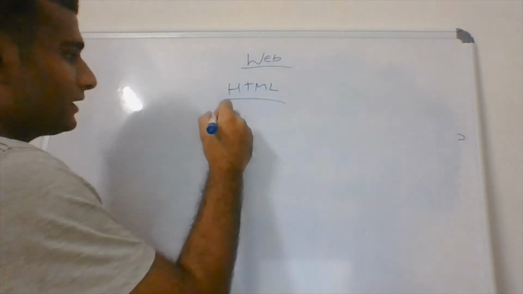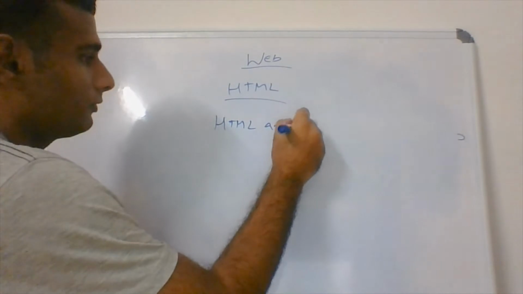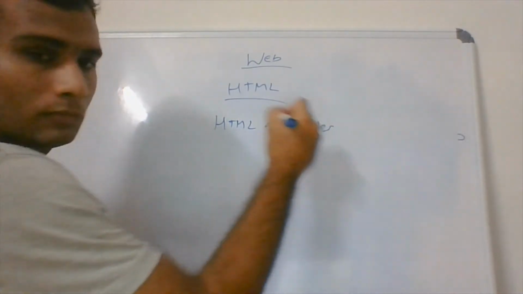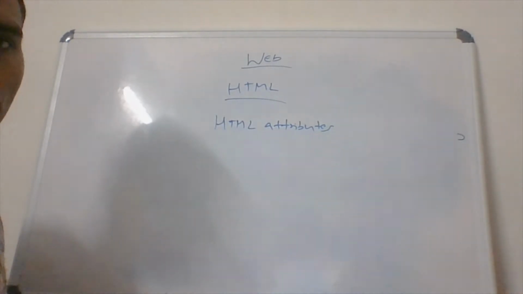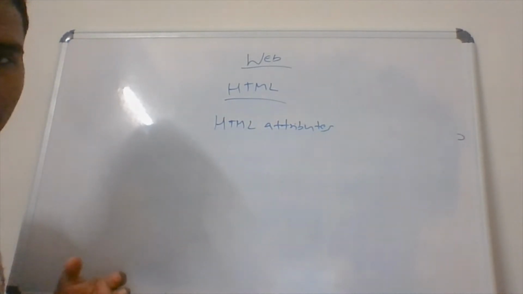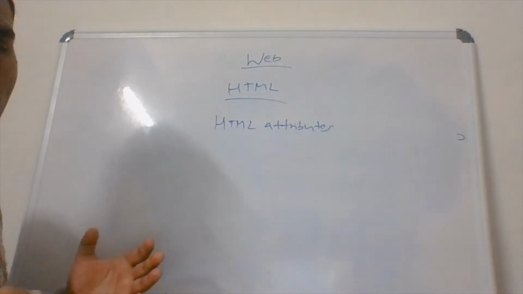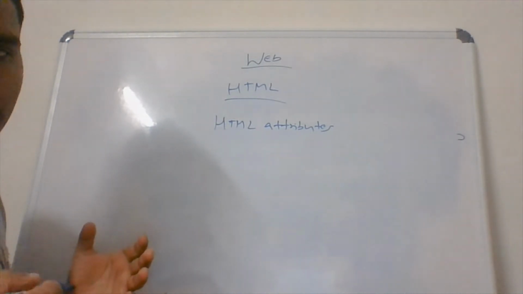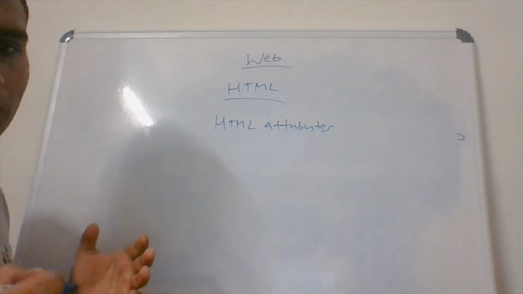Now let us see HTML attributes. All HTML elements can have attributes. An attribute is a property of an HTML element. Attributes provide additional information about elements. Attributes are always specified in the start tag. Attributes usually come in name value pairs, name equal to value.